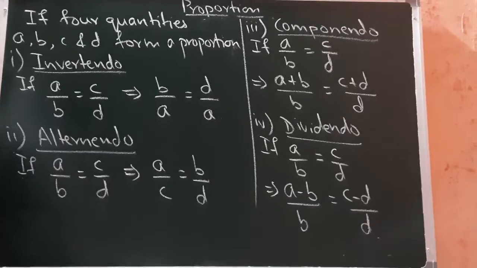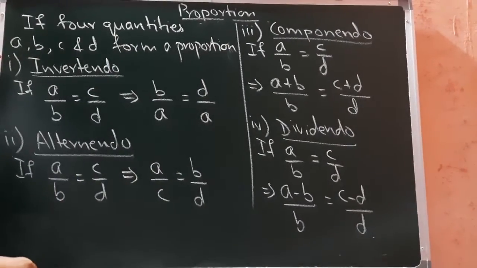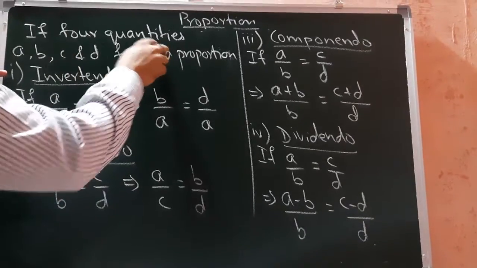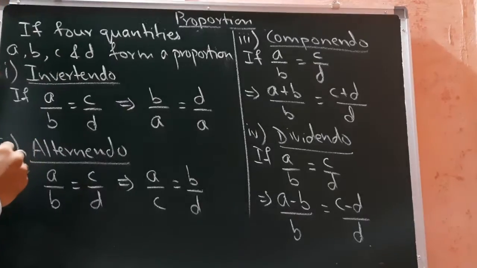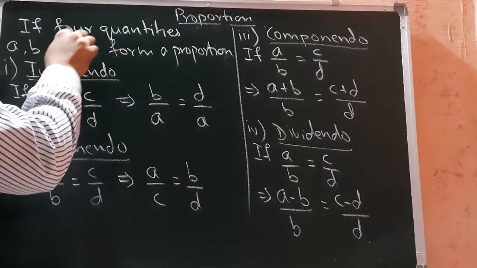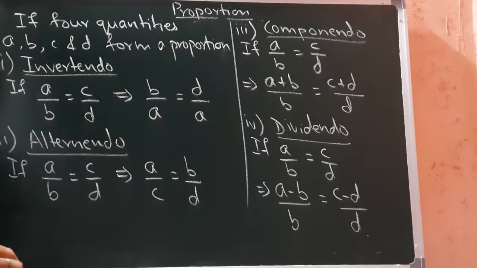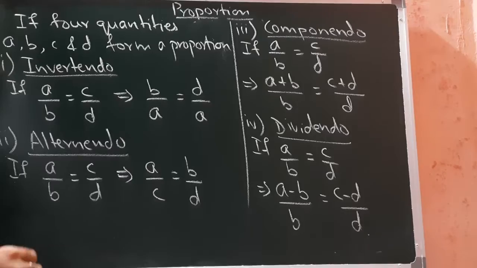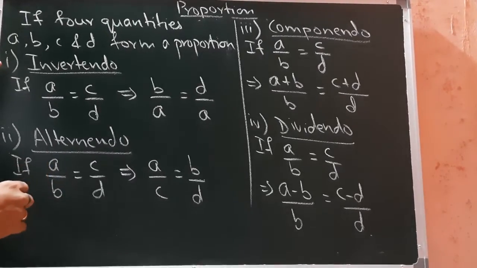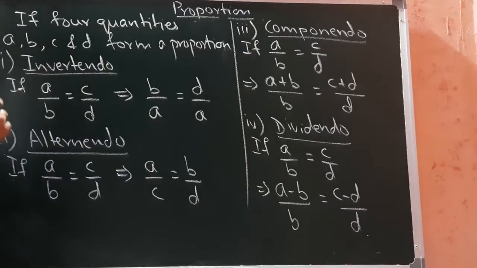Hello friends, today we are going to start with proportion. If four quantities A, B, C and D form a proportion, then we can obtain many properties of fractions such as invertendo.